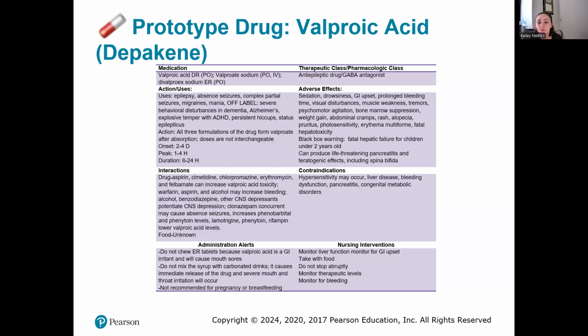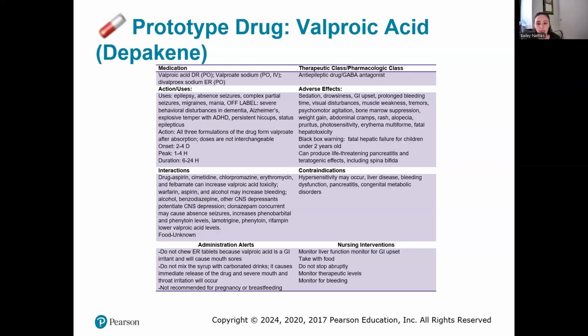They can't do that because of the warfarin, or any other kinds of things that increase bleeding times. Alcohol is a no-no, okay? Other things that we can have problems with are visual disturbances, muscle weakness, tremors, abnormal abdominal pain, pruritus, which we know is itching, photosensitivity, so wear your sunscreen, erythema multiforme, which is redness, right? Fatal hepatotoxicity, so monitoring our liver enzymes. We do not use this for children or hepatic patients, okay?